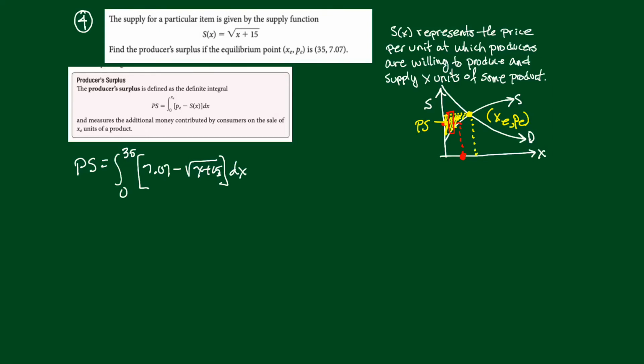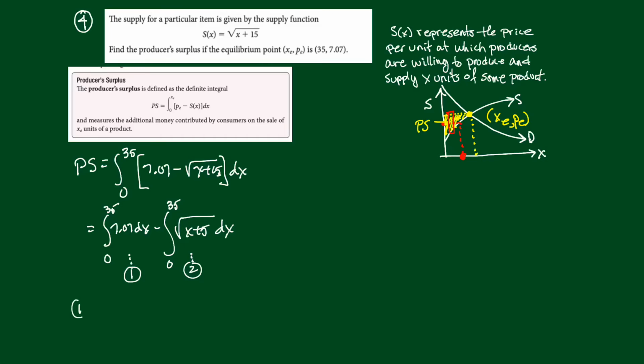This is going to be a little bit of a challenge. Let's break it up into two integrals: the integral from 0 to 35 of 7.07 dx minus the integral from 0 to 35 of the square root of x plus 15 dx. Now I'm going to do it like this. I've got two integrals here. Here's the first one. Here's the second one.